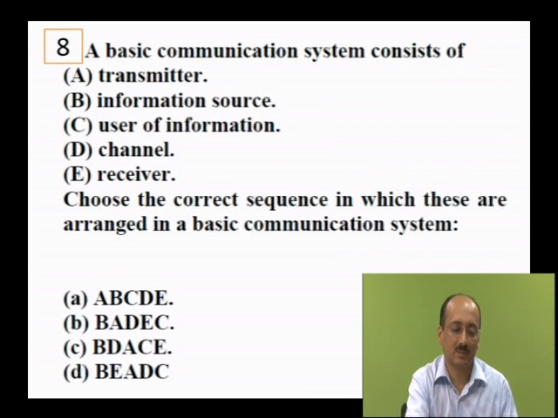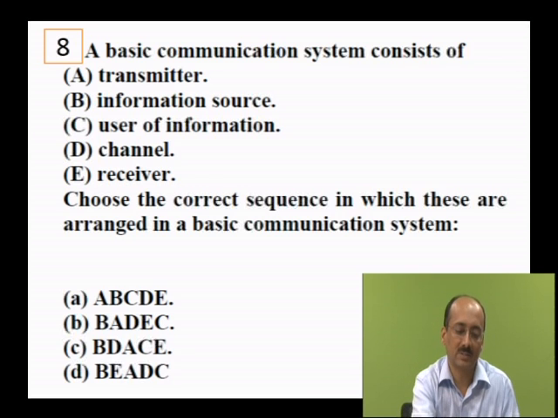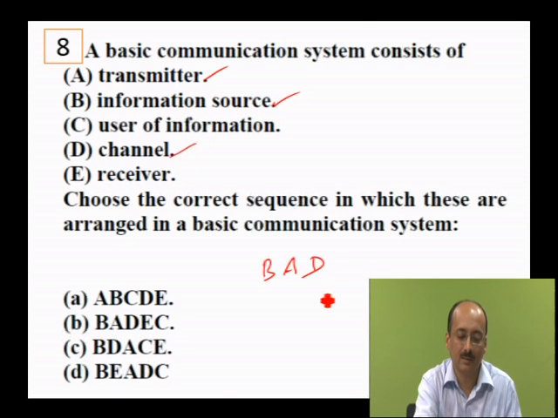A basic communication system consists of transmitter, information source, user of information, channel, receiver. Now this is a knowledge based question. You should go back to the basic block diagram that you have seen in the textbook. You will find that the answer is, first you should have the information source, so B, then a transmitter should transmit that, so you will have A, and then via a medium it should transmit it, so channel is required, D, and next there must be a receiver, E, and the receiver gives the information to the user of information, this is C. So BADEC, and that is choice B.